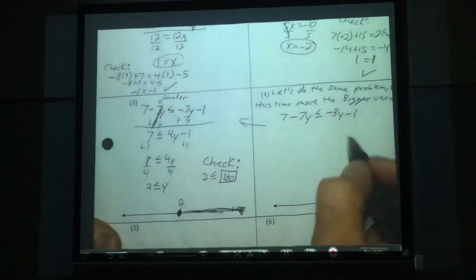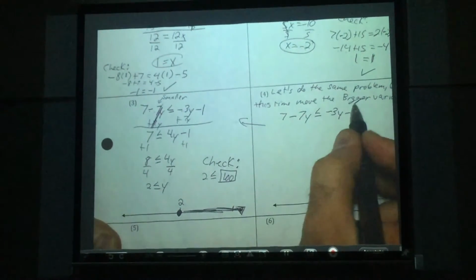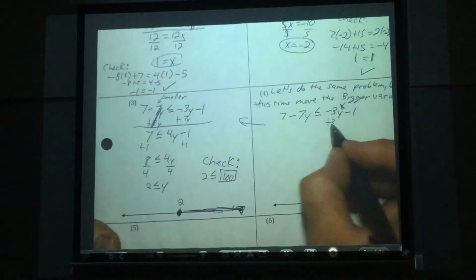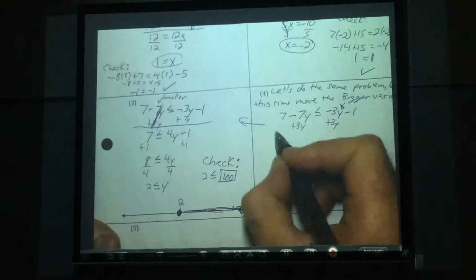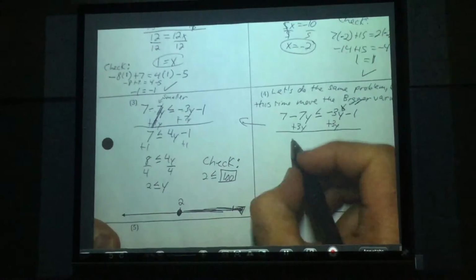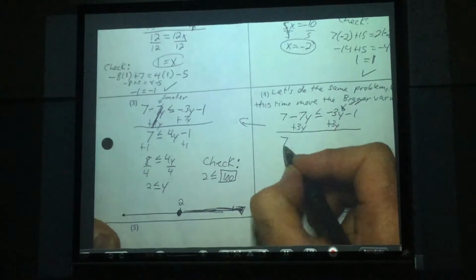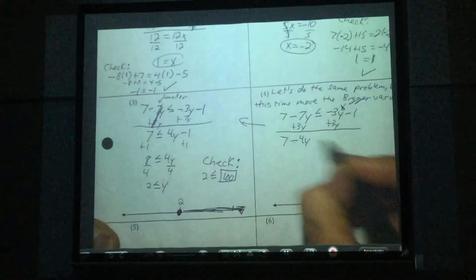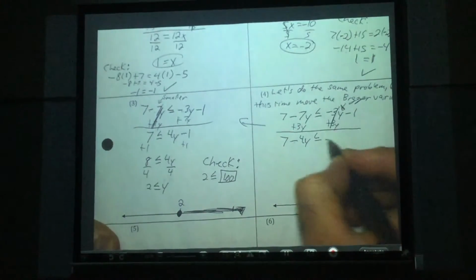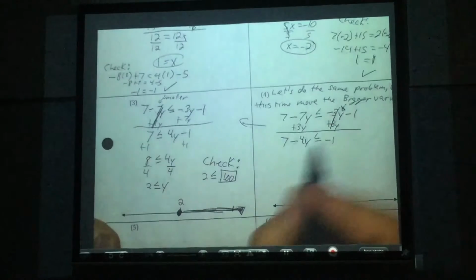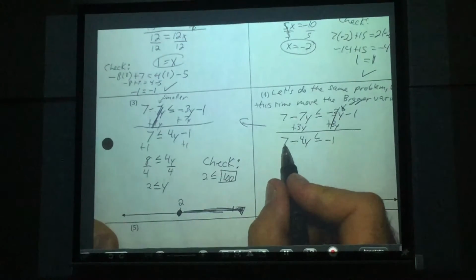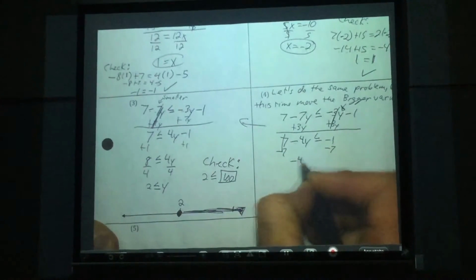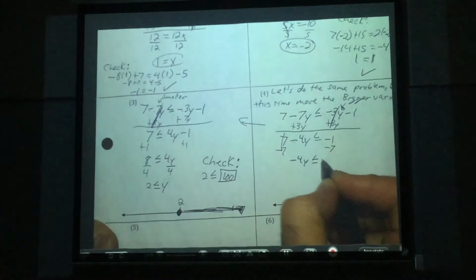Now in this case, I'm going to move the bigger variable, which is this one right here. So I'm going to add 3y to both sides. And right off the bat, you should see why I like moving the smaller variable first. The 7 comes down. This right here is -4y. That's the main reason right there. Less than or equal to, these cancel, we get the -1. Two-step inequality: what I need to do is get rid of this 7. -1 minus 7, you get -4y is less than or equal to -8.